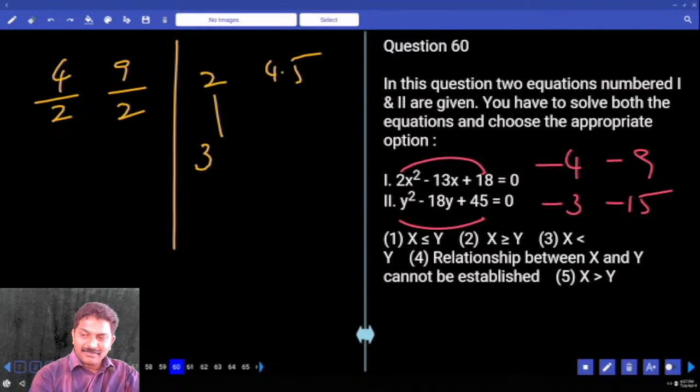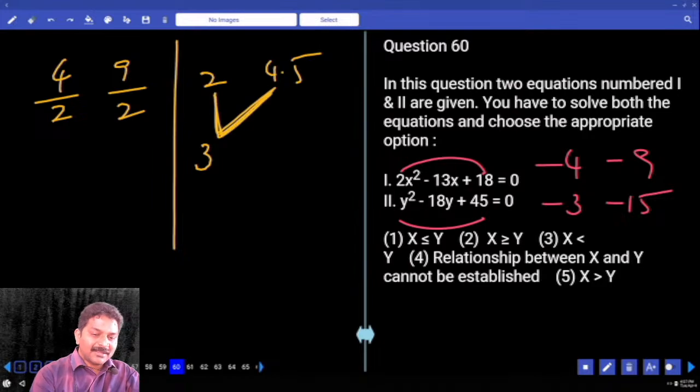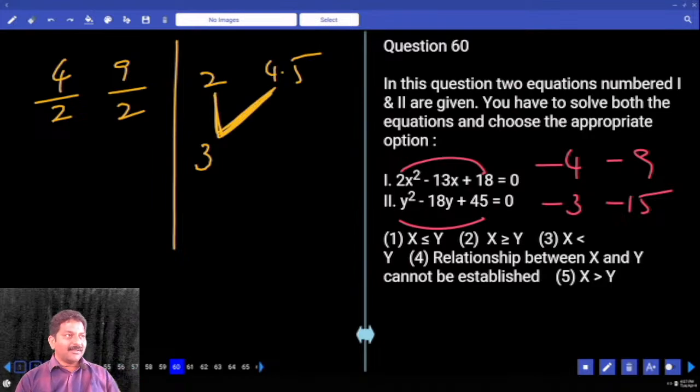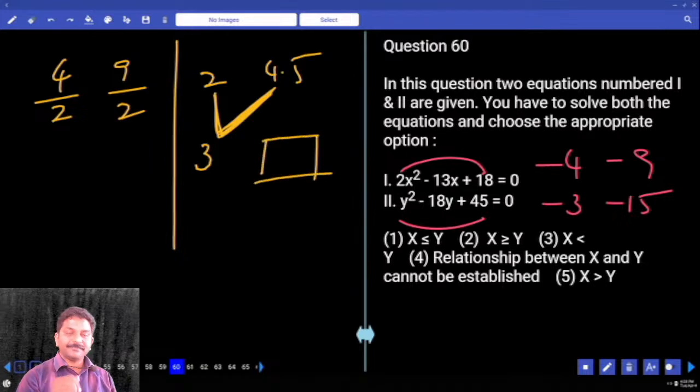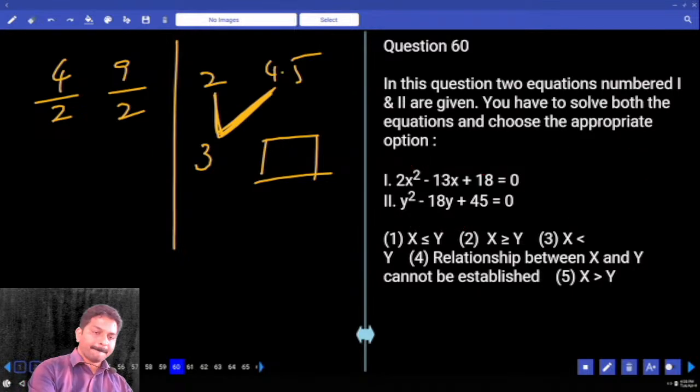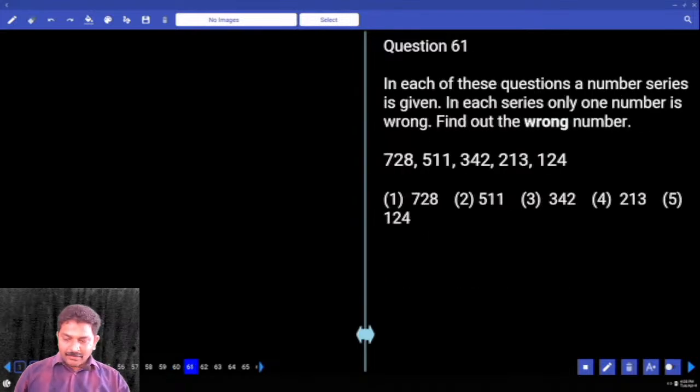Chalu. Plus 3 is in between these two numbers. Answer. Relation cannot. You don't need this fellow. If you see the condition in between, answer is relation cannot be established. Yes? Right. Okay, done.